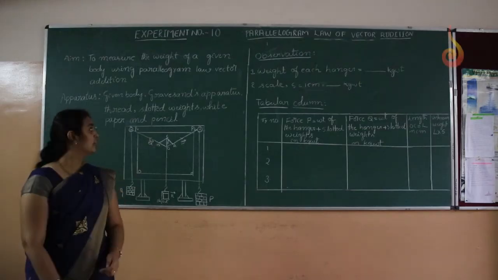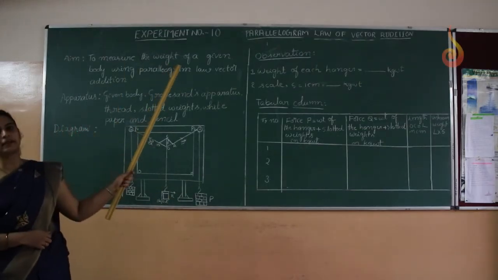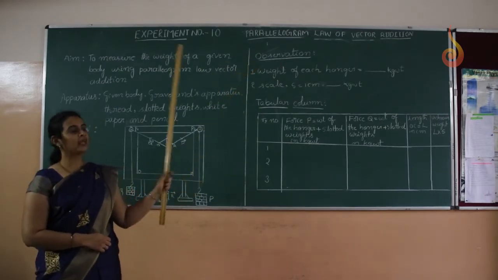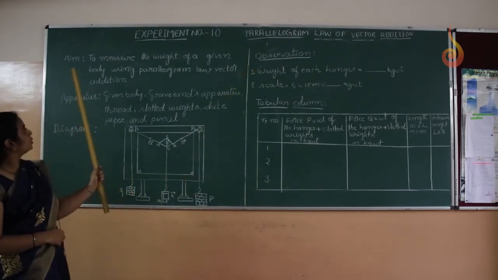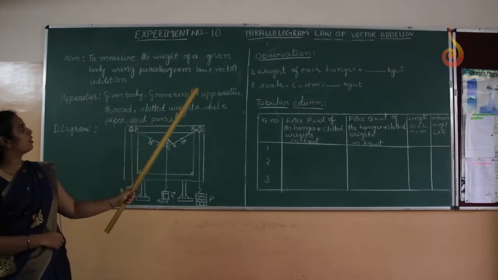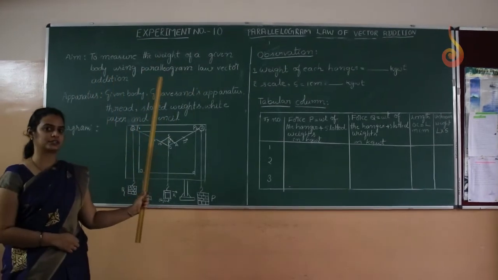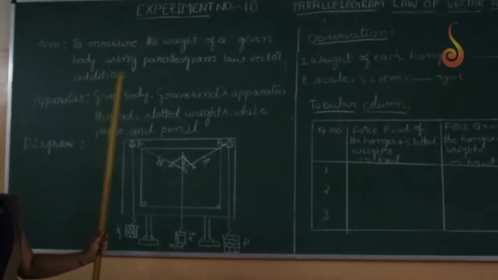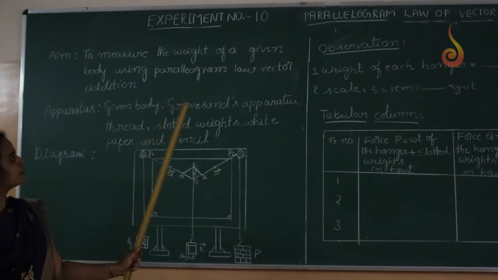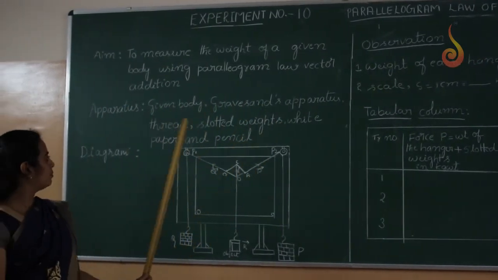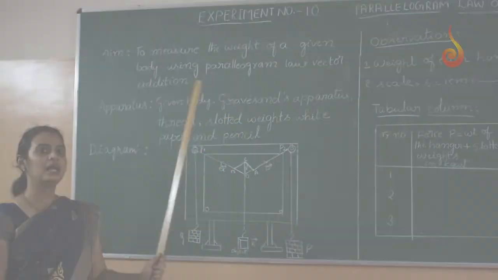Hello everyone. Let us move on to the 10th experiment, that is parallelogram law of vector addition. Aim of the experiment: to measure the weight of a given body using parallelogram law of vector addition. Then apparatus required to perform this experiment are given body, Gravesand's apparatus, thread, slotted weights, white paper and pencil.